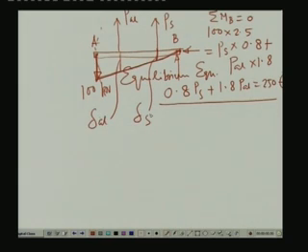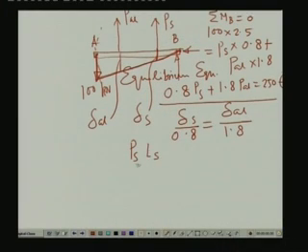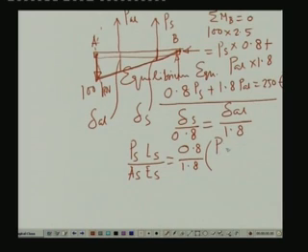Hence, the compatibility from this particular triangular configuration we can write: delta S by 0.8 is equal to delta aluminum by 1.8. So, this is the compatibility relation, and if we write delta in terms of P using Hooke's law, which is PL by AE, this is P steel L steel by A steel E steel, that is for steel, is equal to 0.8 divided by 1.8 times P aluminum L aluminum divided by A aluminum E aluminum.